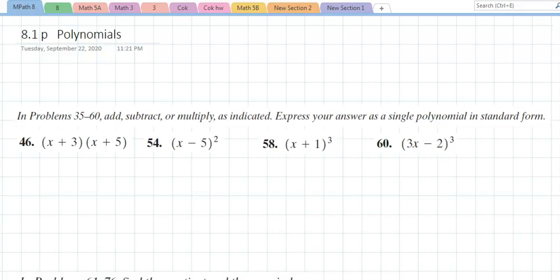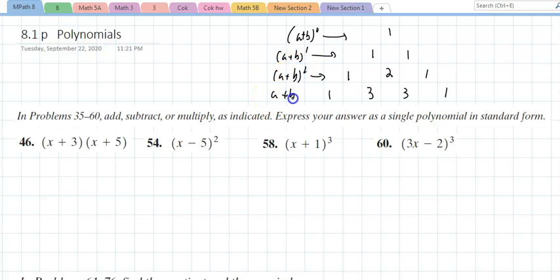So I need to remind you really quick, back in Math 3, do you recall Pascal's triangle? One plus 1 is a 2, 1 plus 2 is a 3, and 2 plus 1 is a 3. If you recall, this is like a plus b to the 0 power. This is a plus b to the 1 power. This is a plus b squared. And this is a plus b cubed. We don't need to go above cube.